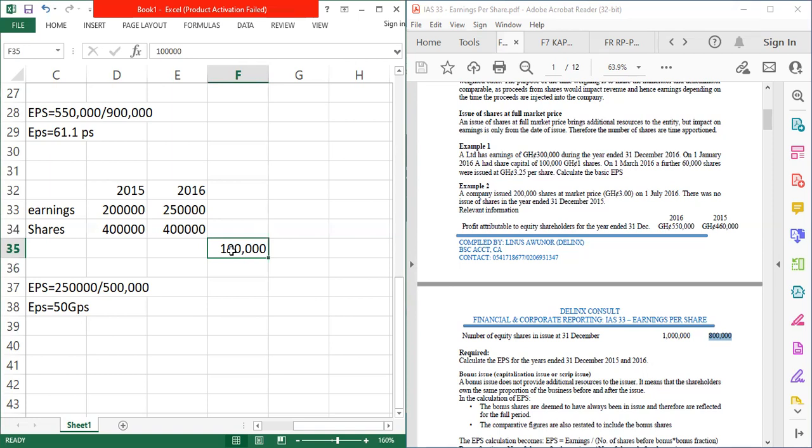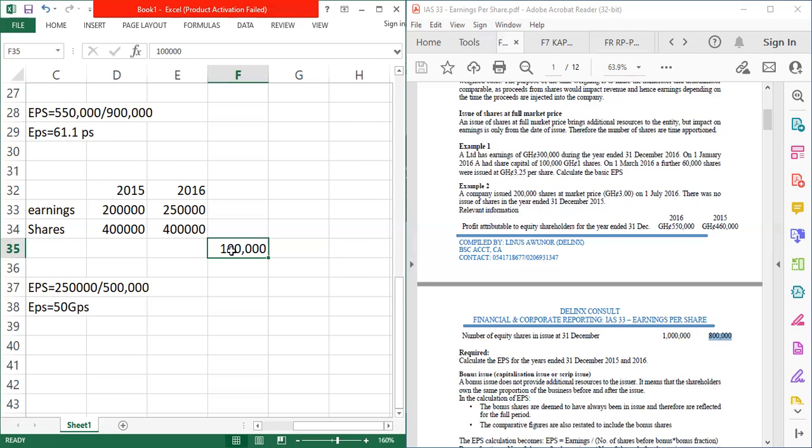We already have 400,000, and we are now changing part of our reserve to shares. It means that the shares will increase. And that reserve that we are changing is up to 100,000 shares. It means that for 2016, our value of shares will now be the 400,000, which is at the beginning, plus the bonus issue, which is what? 100,000. Are we okay?